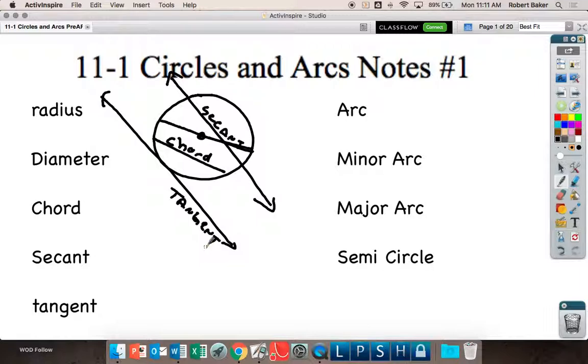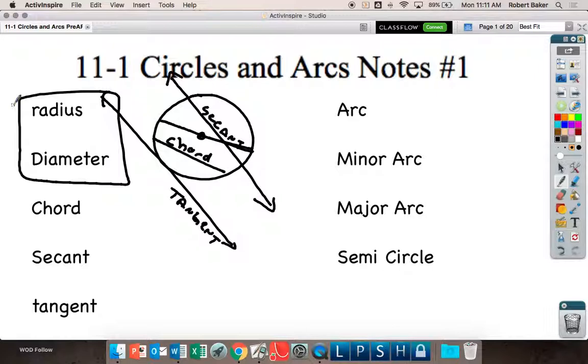Alright, so we're going to live our life pretty much right here today. Does that make you feel a little better? Yeah. Alright, as we get to Unit 12 is chord, secant, and tangent. Just good to know what they are.